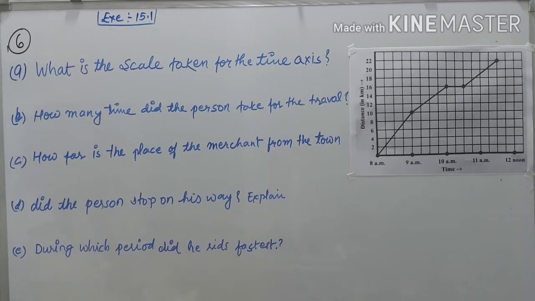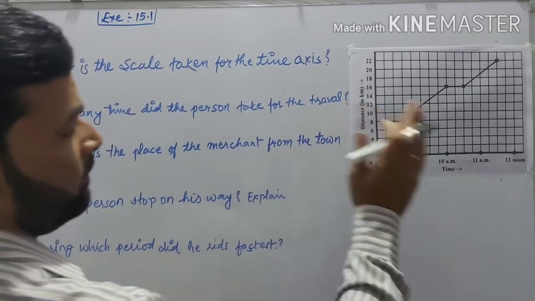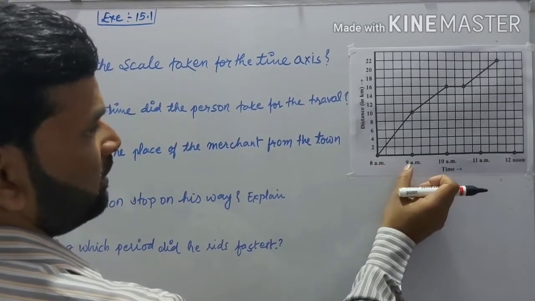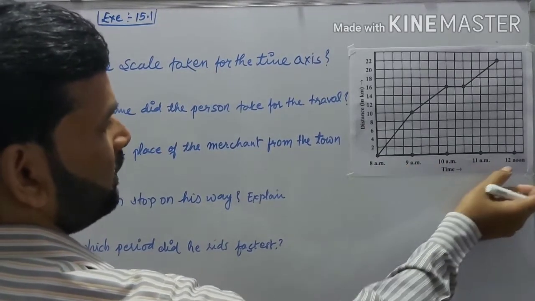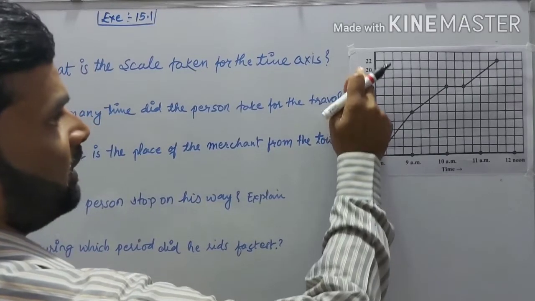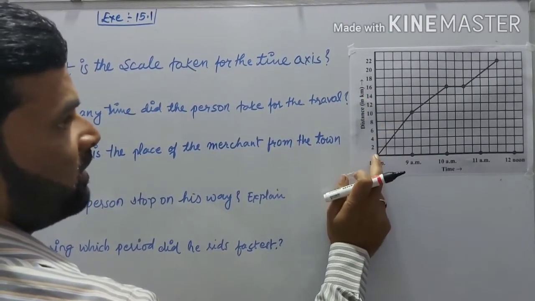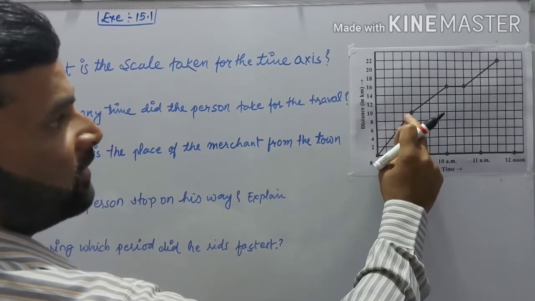Question number 6. A person cycling in the town delivers packages to a merchant in separate areas. His distance from the town at different times is shown in the following graph. Okay, here we will study the graph. The horizontal line shows the time 8, 9, 10, 11 and 12, and the vertical line shows the distance in kilometers, and in 1 hour he covers 10 kilometers.